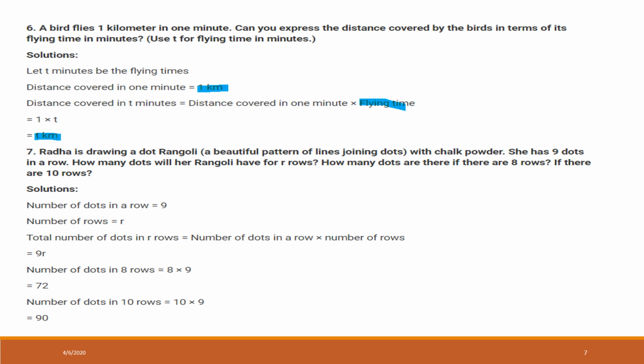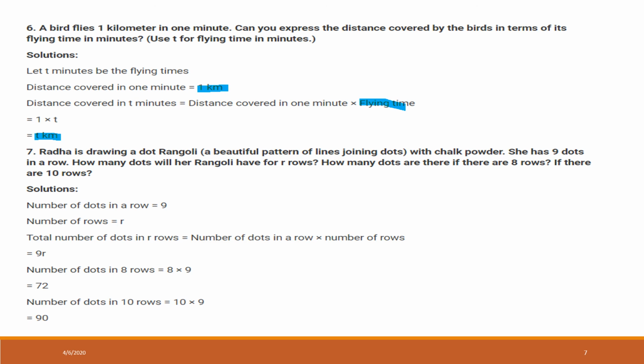So first of all we will make the rule. The total number of dots in r rows will be the number of dots in a row multiplied by the number of rows, 9r. So now you have got the rule. Now when the rows are 8, instead of r you will write 8. So 9 8s are 72. If the rows are 10, you will put 10 instead of r, so 10 multiplied by 9 will be 90. So that's how you can use these formulas.